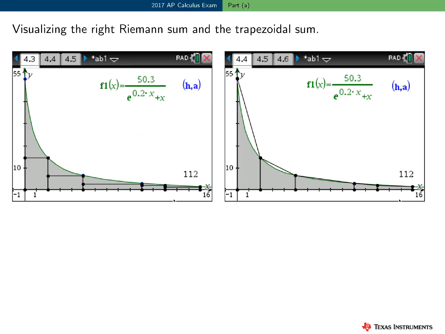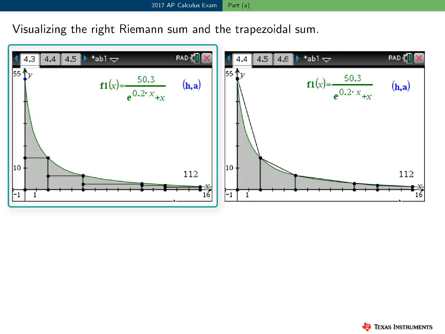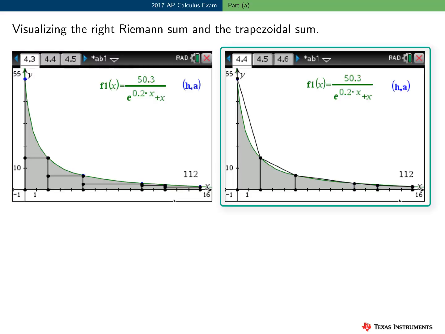Using this same model for A and the extended tank with height 15 feet, I used technology to visualize the right Riemann sum and the trapezoidal sum. It's pretty easy to see that the right Riemann sum is an underestimate. But what about the trapezoidal sum? Do you know for sure if this is an overestimate or an underestimate? What else would you need to know about the graph of the function A to answer this question?